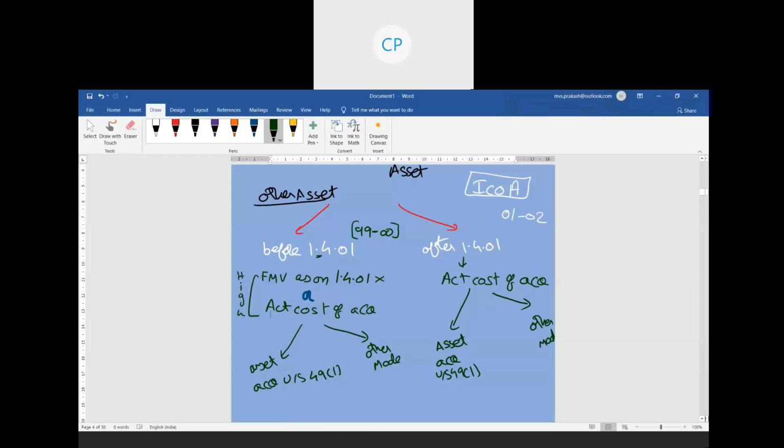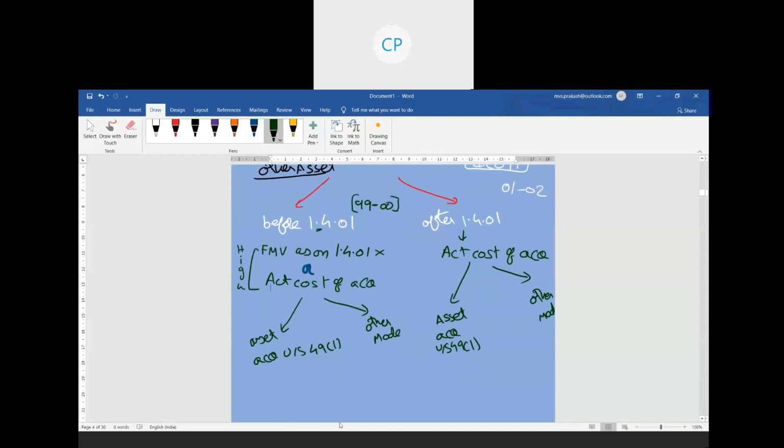Say for example, let me give an example. X has gifted a building to his son Y. X gave a building to Y as a gift. Now, when was it? Let us consider that everything happened before. So let us consider 1st April 1999. X has a building. That building was transferred to Y on 1st April 2009.